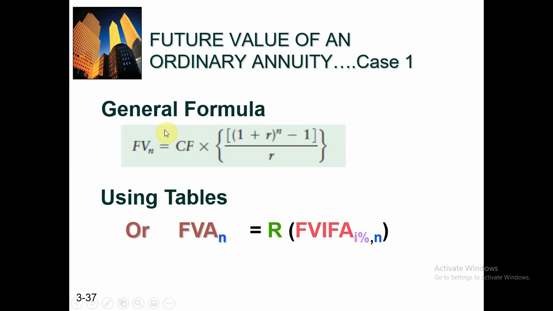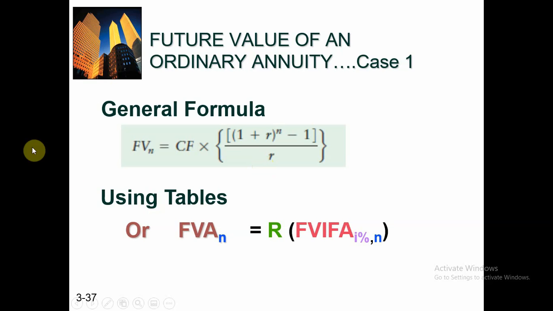So here is the general formula, that is FVn. FV is future value and n is the time period, is equal to CF, my cash flows which I will pay over the time period, multiplied by ((1 plus r) to the power n, minus 1) divided by r. r is my return. You can also use i, r and i are similar. Any one of the symbols you can use here. This is the general formula for the calculation of the future value of an ordinary annuity.